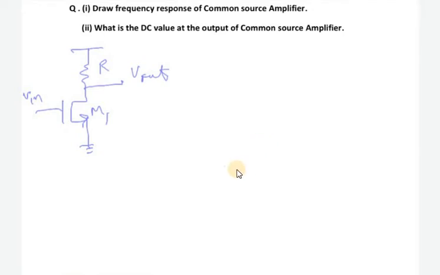So let us start with a new question. Draw the frequency response of a common source amplifier. And the second question is, what is the DC value at the output of a common source amplifier? So the frequency response of a common source amplifier is a low pass filter.